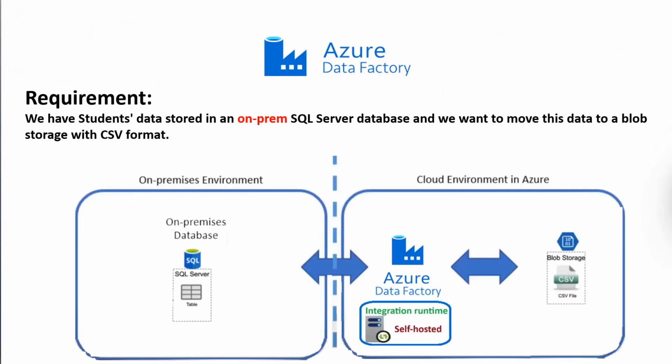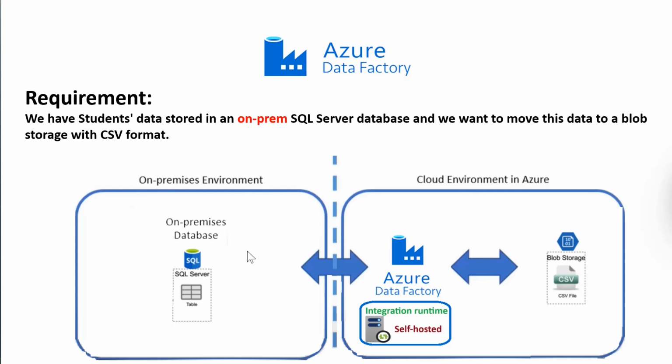Here is our new requirement. We have students' data stored in an on-prem SQL Server database, and we want to move this data to a blob storage in CSV format. As you can see in the diagram, we've got the on-prem environment here, which is like your company's internal network. I use my local machine for that. And we've got a SQL server in the on-prem network, and there is a database there with a students table and records. We want to move this data to the cloud environment and to a blob storage, and we want to store that data in CSV format.